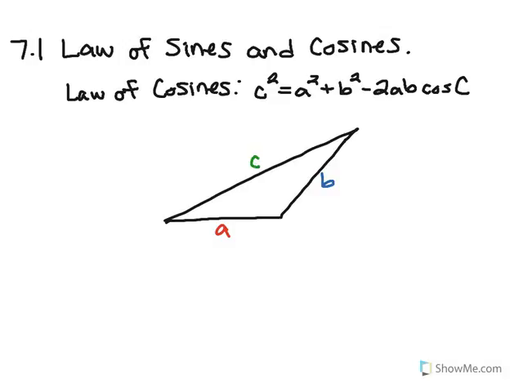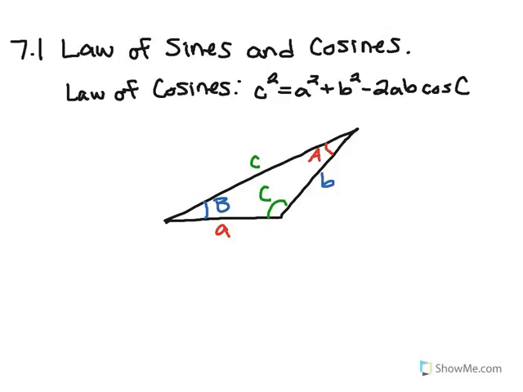Now, look at side a. It has an angle that corresponds to it, and it's directly opposite of it. So that means this angle right up here would be capital A. And angle B would be directly across from side b, so this is angle B. And capital C is going to be this angle right here. So that's where all the a, b, and c parts come from.